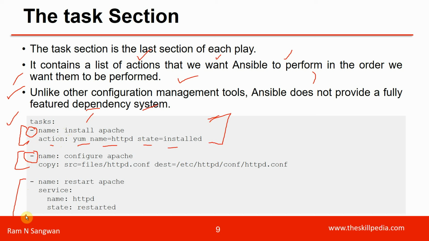First is install Apache, second is configure Apache, third is restart Apache. This task is installing. This is copying a file from this location to this location on the remote machine. And then it is restarting Apache using the service module. So the yum module is used here, then the copy module, and then the service module. This is what is happening in this playbook snippet.